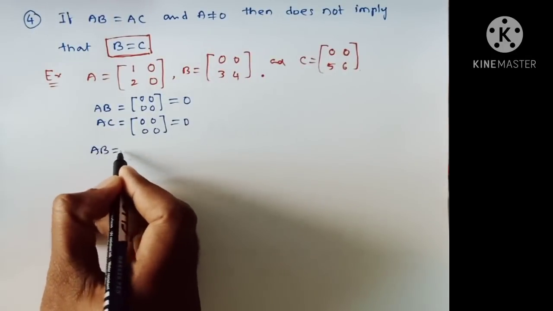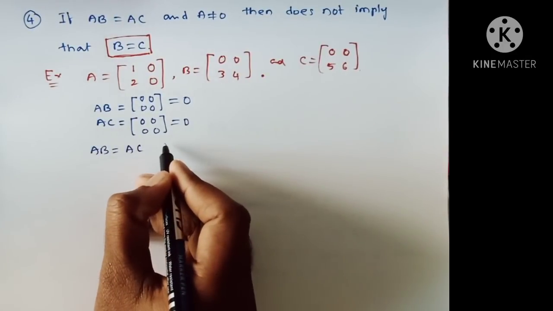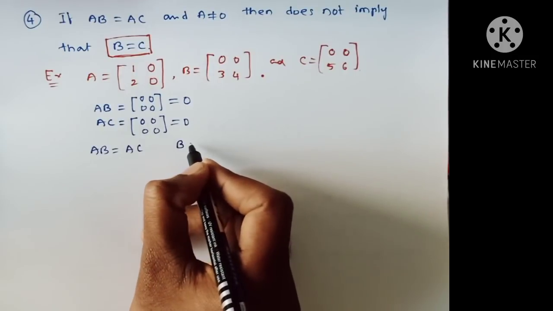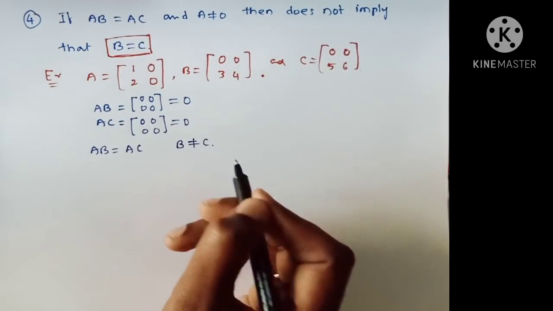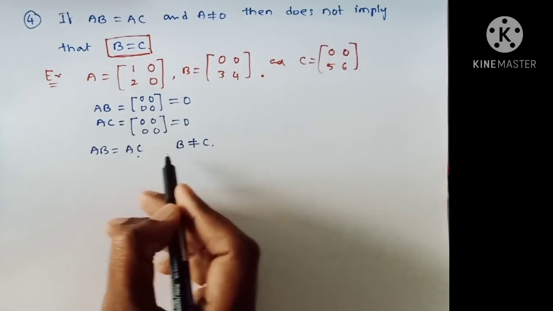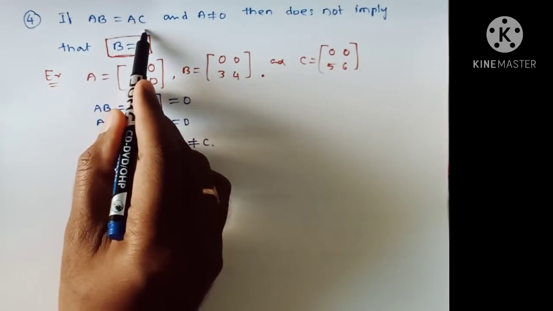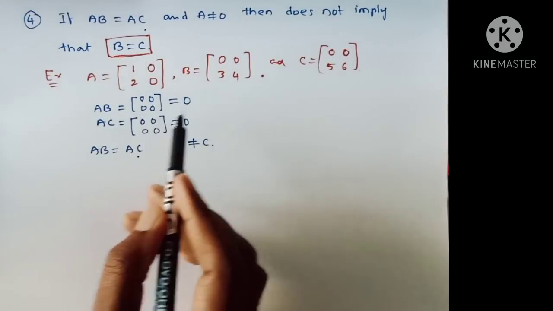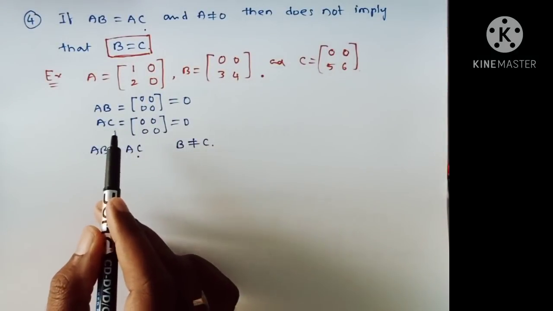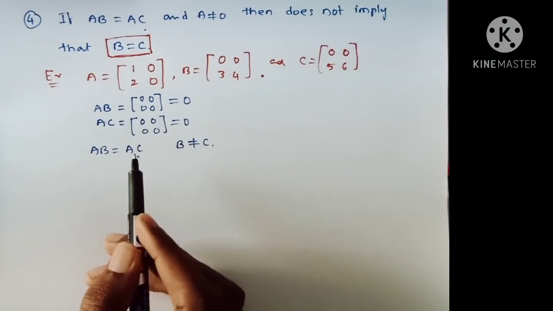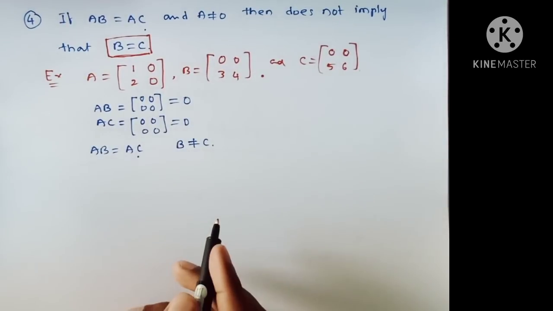Now here we can observe that your AB value is equal to AC, but your B is not equal to C. AB equal to AC అయింది, but B equal to C కాలేదు. This means if AB equals AC and A is a non-zero matrix, then that does not imply that B equals C.